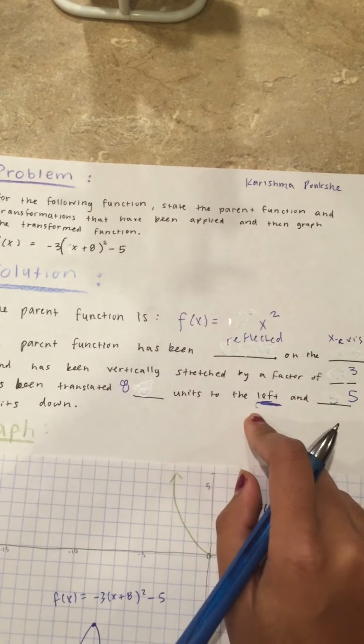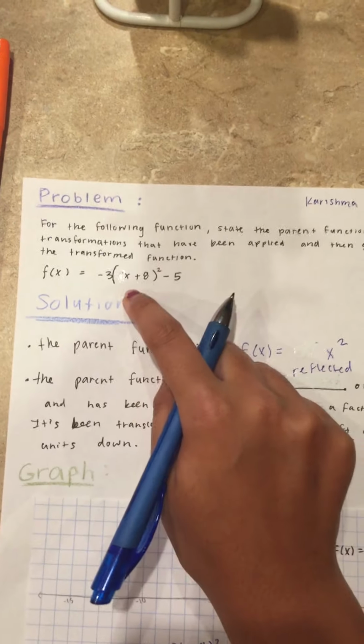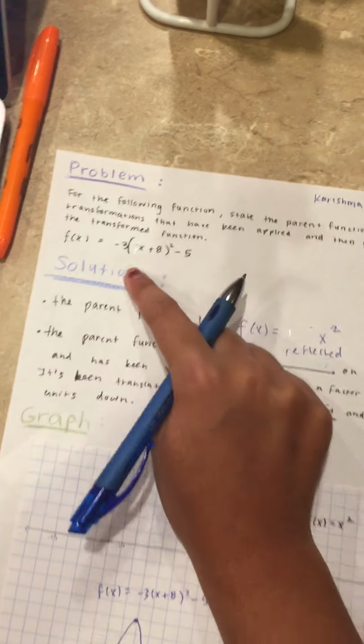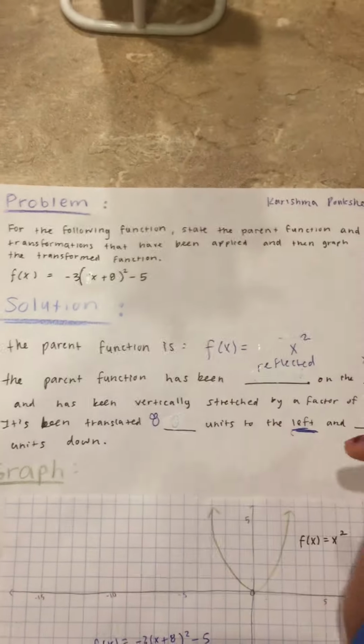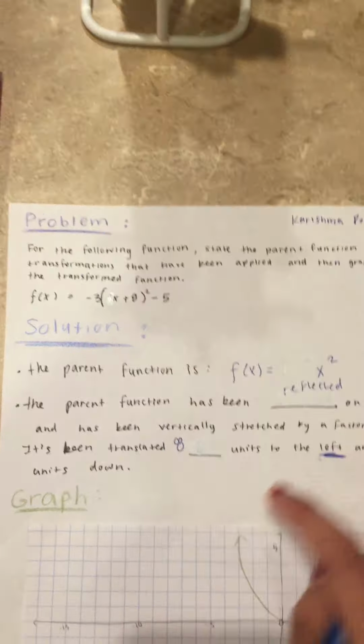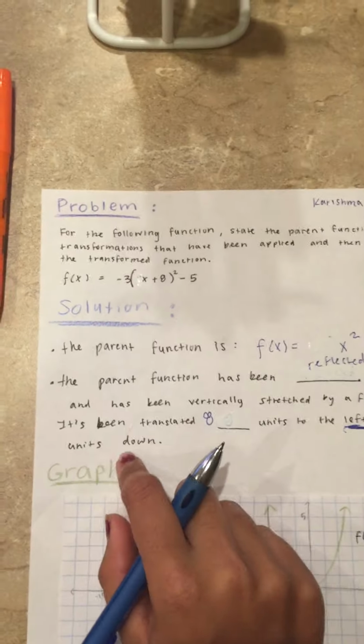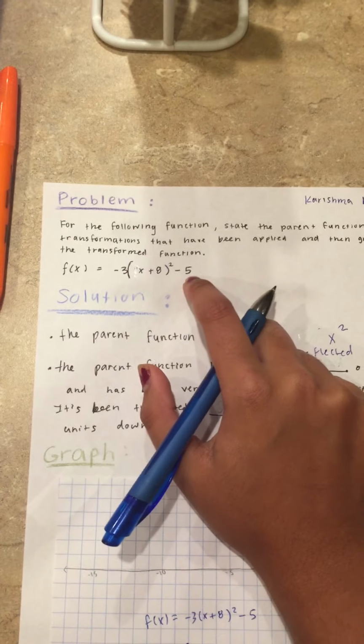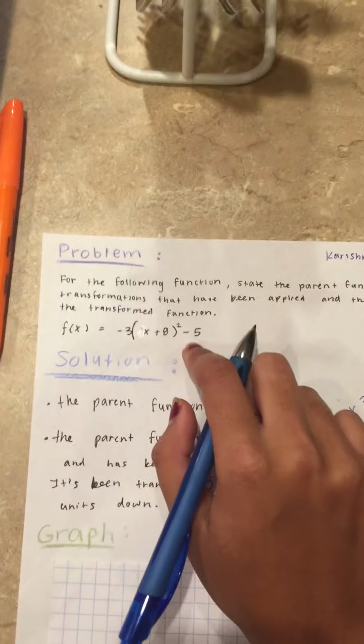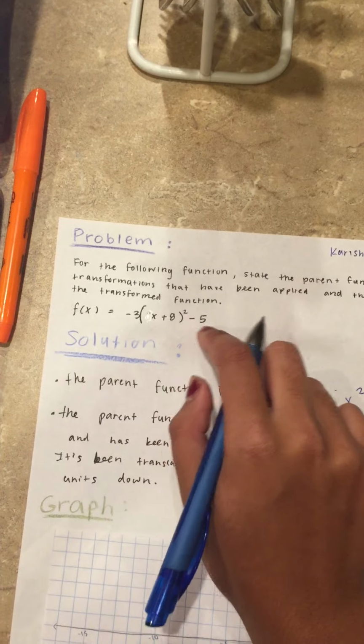Now the 8 units to the left comes from the c value, and that's why it's plus 8 instead of minus 8. If it was minus 8, it would have been translated to the right, but since it's plus 8, it's translated 8 units to the left. And the 5 units down is determined from the value of d.